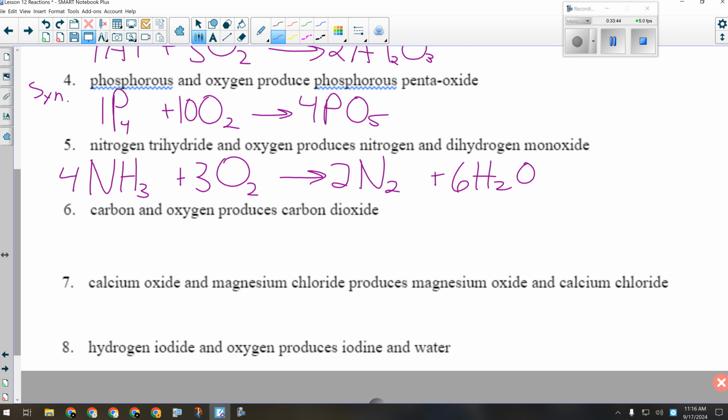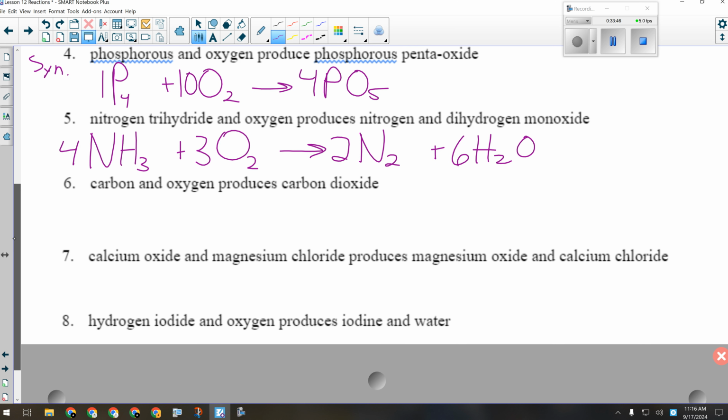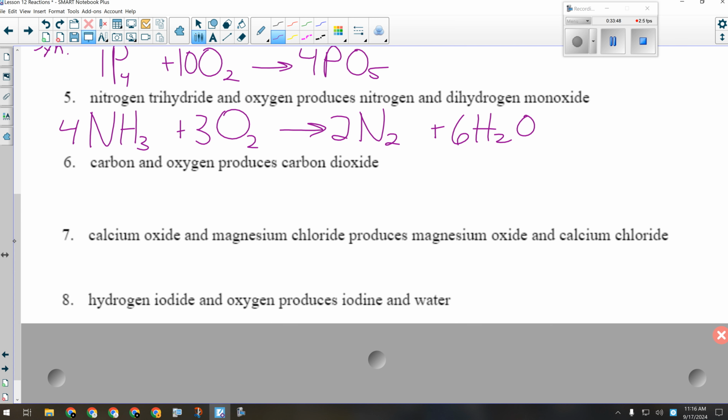All right, how many people have done 6? Okay, let's look at 6 and then I'll give you some more time here. Okay, what am I going to write for carbon? Just C. Yeah, carbon's just a non-metal. It's not a special one. Do I need to write a special thing for oxygen? Yeah. O2. Makes carbon dioxide.